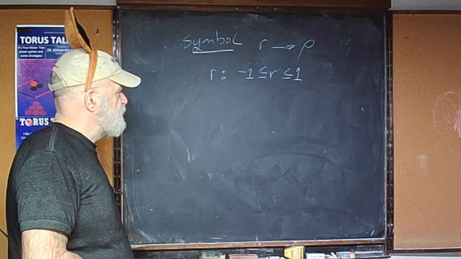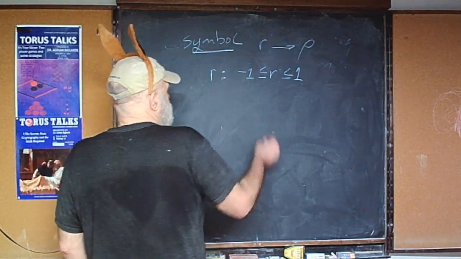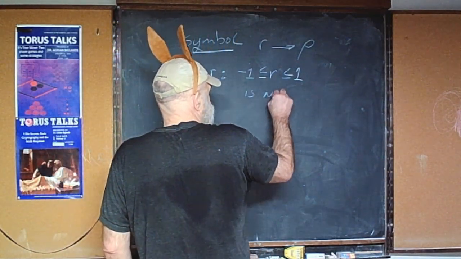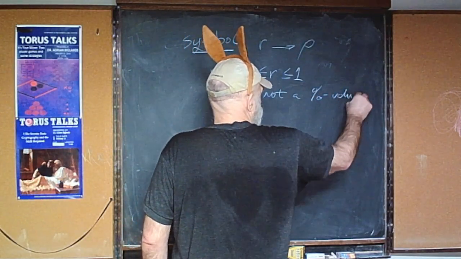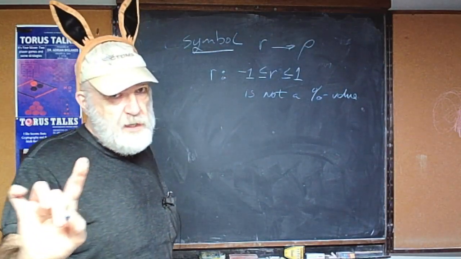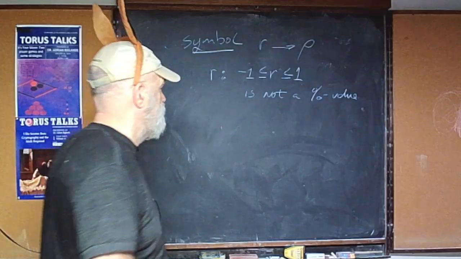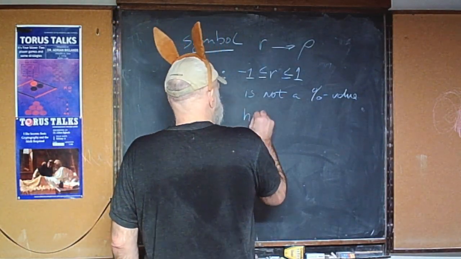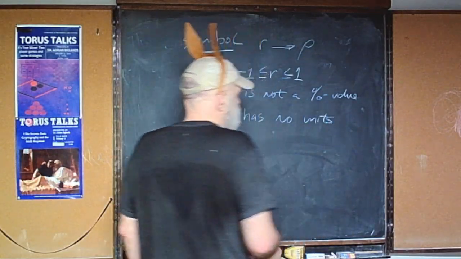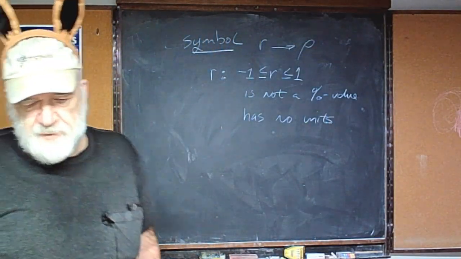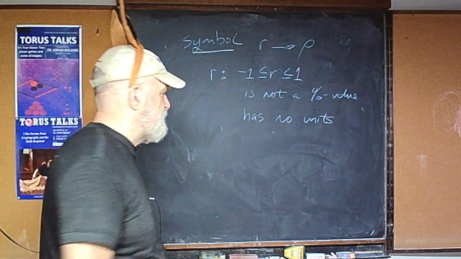So, we know R lies between +1 and -1. I'll tell you what those things mean in a minute. R is not a percentage value. R squared is a percentage value, but R itself is not. R has no units. So we never say a correlation is 0.65 kilograms per whatever, because we don't do that. It's just a number. What does the number represent then?